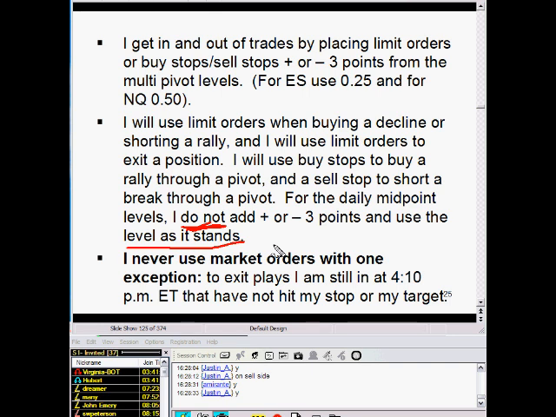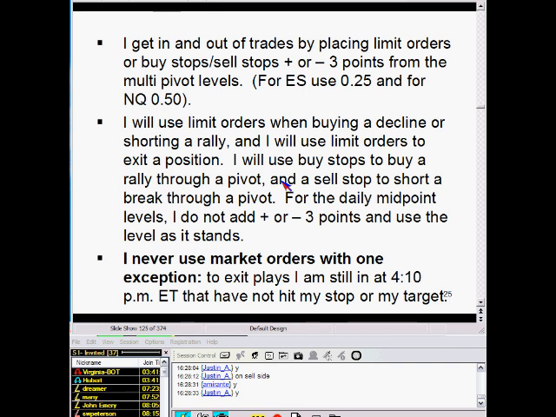So if the midpoint is right here at 10K, let's say that's a midpoint instead of a pivot, then when I'm coming down, I'm using 10K as the buy. If I'm coming up, I'm using 10K as the sell. That's just the simple process. If it's a pivot, I'm going to add 3 or subtract 3, depending on if I'm falling to the level or rallying to the level. If it's a midpoint, I'll use the price as it stands.